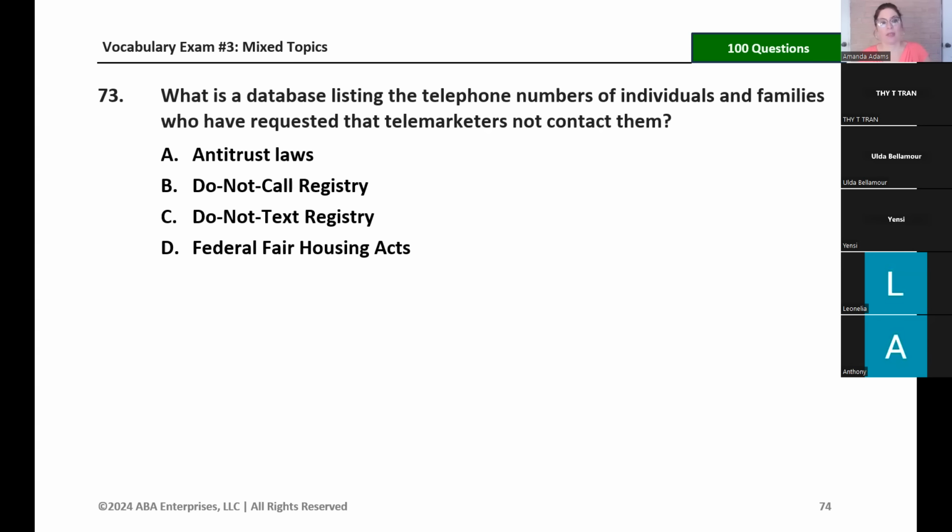All right. Number 73. What is a database listing the telephone numbers of individuals and families who have requested that telemarketers not contact them? Do not call me. Oh, I just gave you guys the answer. That is the B, the do not call registry.